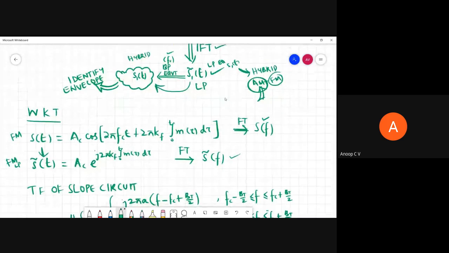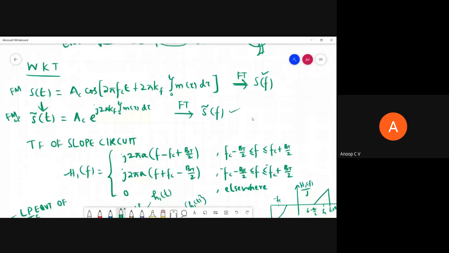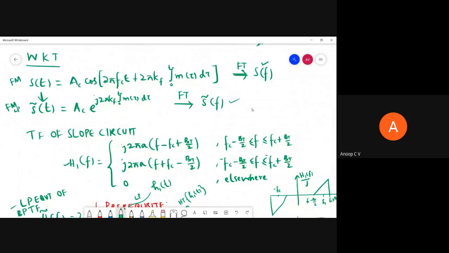I request all of you to continue taking down notes along with me, but these things you might have already written. So our S of t, its standard form is Ac cos of 2 pi fc t plus 2 pi kf integral 0 to t of m of tau d tau. That is S of t. And the Fourier transform of S of t, I'll represent as S of f in further discussions. And the low pass equivalent of S of t will be represented as S tilde of t.